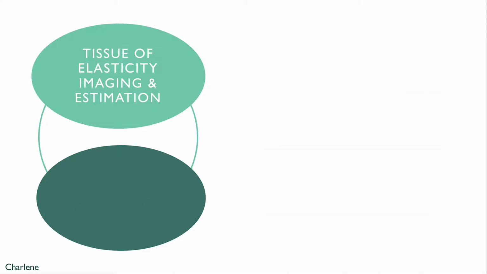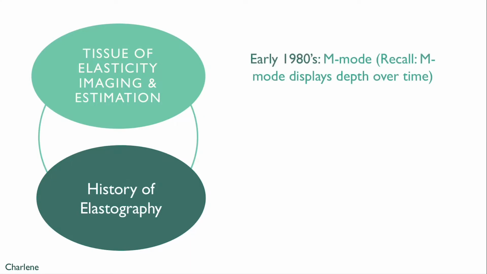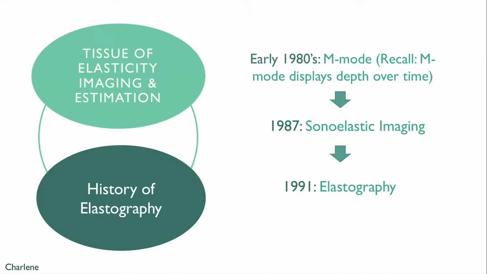So moving on to the history of elastography, through palpation, we've provided additional techniques around the early 1980s to monitor tissue motion through M-mode. Remember that M-mode displays depth over time, but the motion changes are observed by the changes that we see on the screen. In 1987, we implemented sonoelasticity, which is imaging tissue stiffness with the addition of Doppler. We'll come back to that later on. Later, in 1991, we applied those same palpation techniques deeper into the body, leading into elastography.